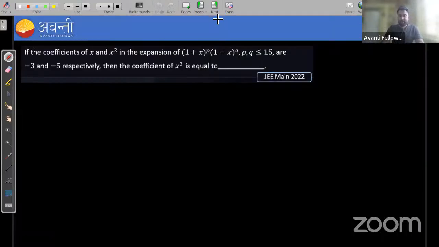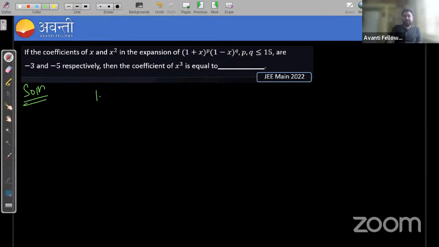Okay, a 2022 JEE Mains question. It is asking: if the coefficients of x and x square in the expansion of (1 plus x) to the power p into (1 minus x) to the power q, where p and q are less than or equal to 15, are -3 and -5 respectively, then you need to find the coefficient of x cube. Okay, so I am writing the solution, and you can try with me also.